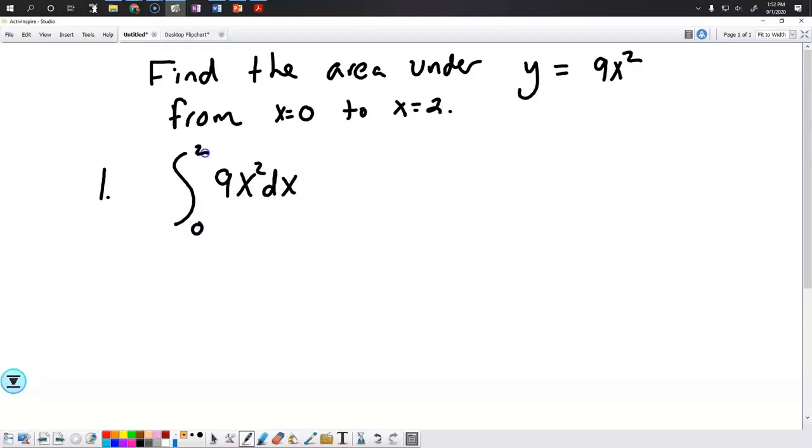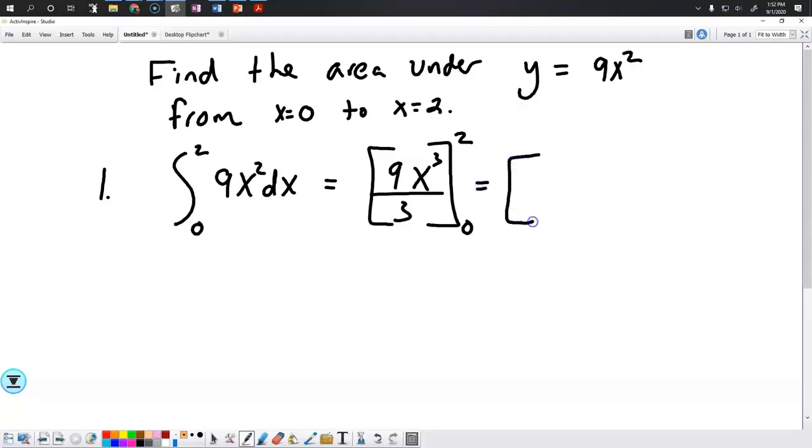Put your limits of integration on there. If I integrate that, I'm going to get x cubed over 3. And now I don't have the integral symbol anymore. I've got brackets. And I put my limits of integration there. Simplify it a little bit. And that's the end of step 1.